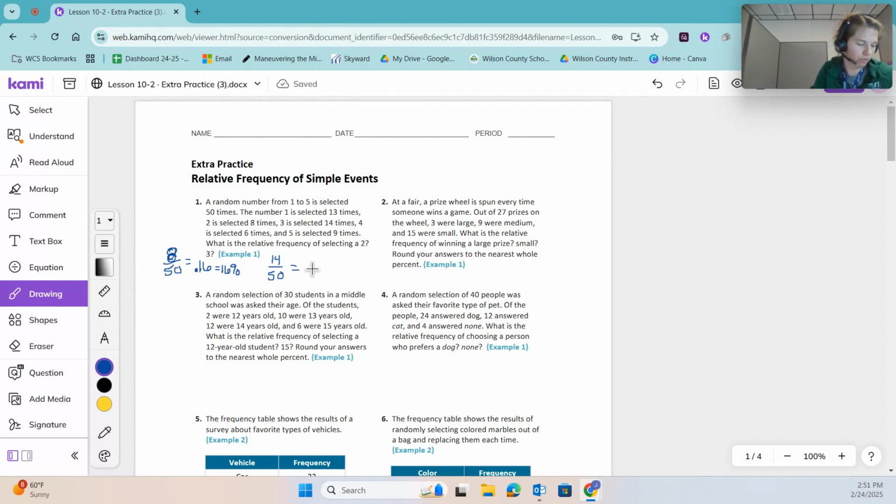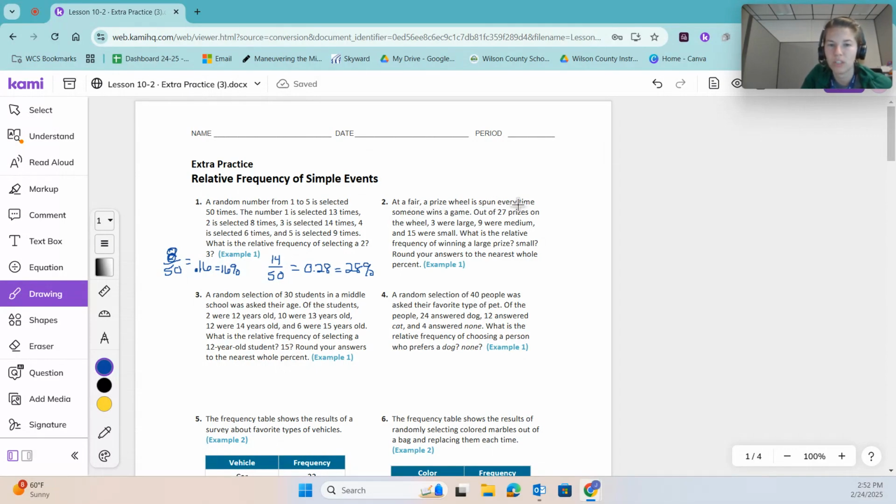Then 14 out of 50 is 0.28, or 28%. So you're just writing the amount of times it actually happens over the total possible times of it happening. Let's try one more.